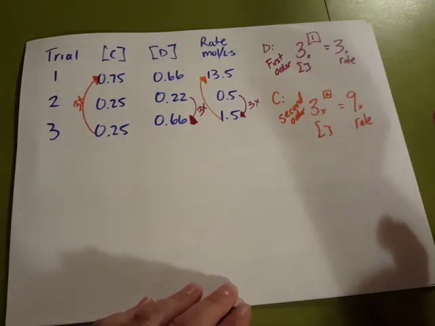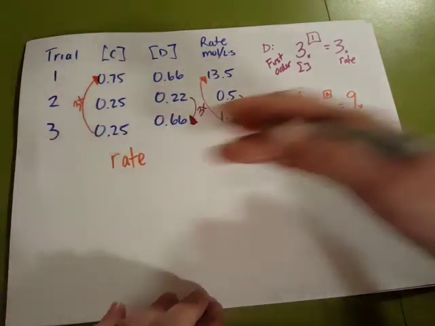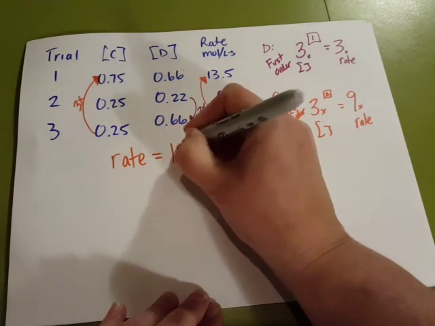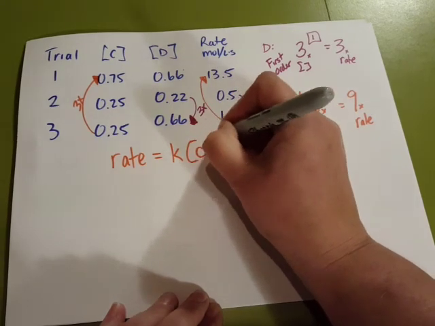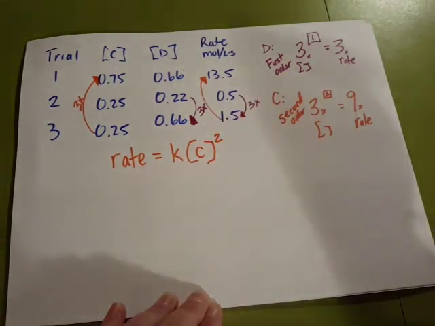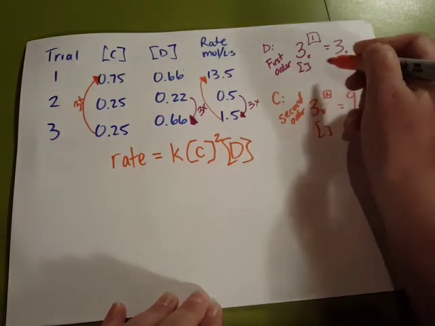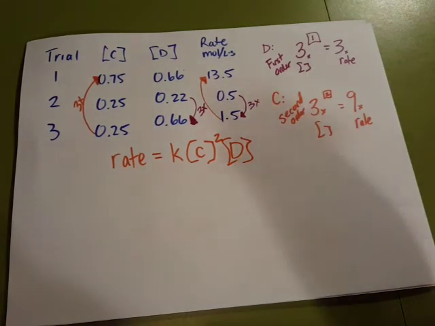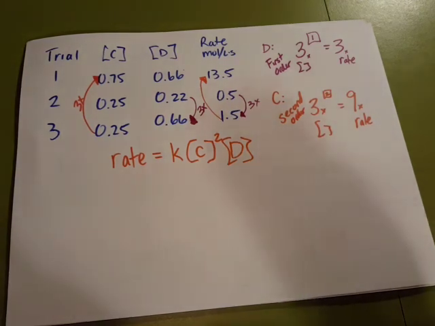And so in terms of writing out the rate law for this, you have to write out this full rate equals K, and then you would have C to the power of 2, because it's a second order reactant, and D to the power of 1, which we can just leave as that. We don't normally write the little 1 there, but that's showing that that's a first order reactant.